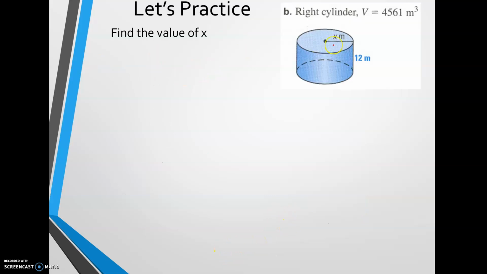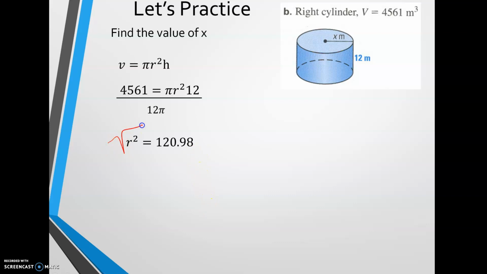Like in this one, you just have to find your radius. So we're going to do the same thing, working backwards. They're telling us we have a volume of 4561. So replacing the volume with 4561, that's equal to pi r squared times your h, which we know is 12. Dividing both sides by 12 pi, which means r squared is 120.98 something. Again, keep it in your calculator. And then you're going to take the square root of both sides. And when you do that, you get r to be approximately 11.